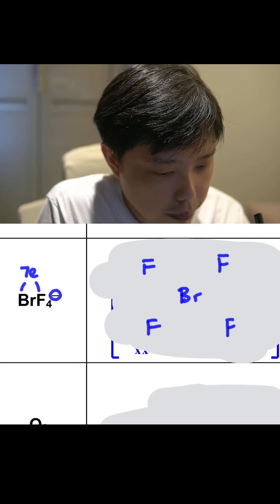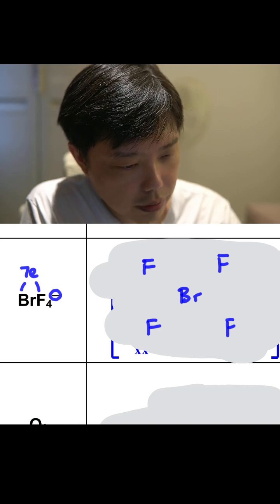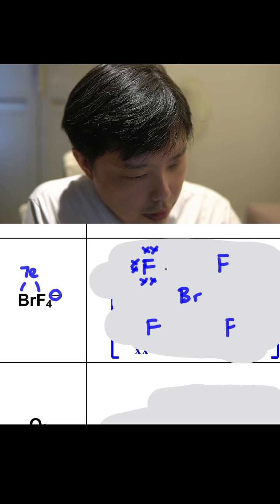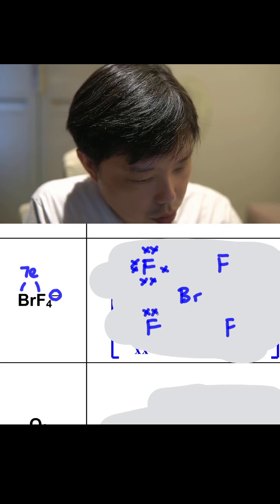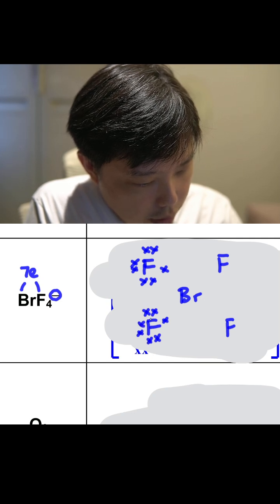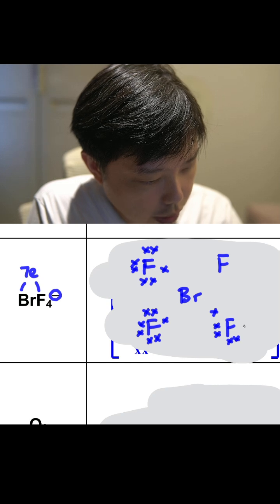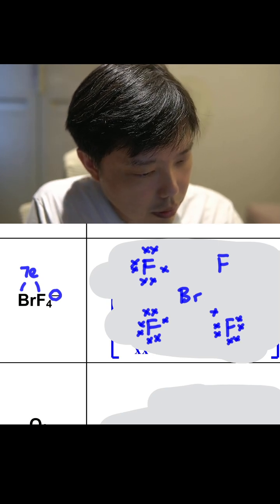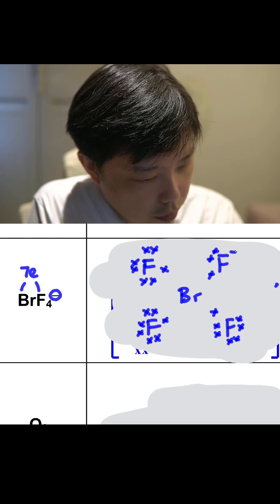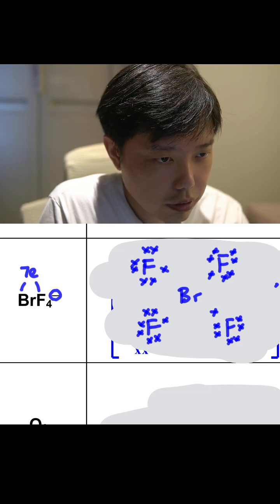Okay, then we probably want to fill in the 7 electrons for fluorine. Okay, so 1, 2, 3, 4, 5, 6, 7. Okay, so we filled in all the electrons for fluorine.